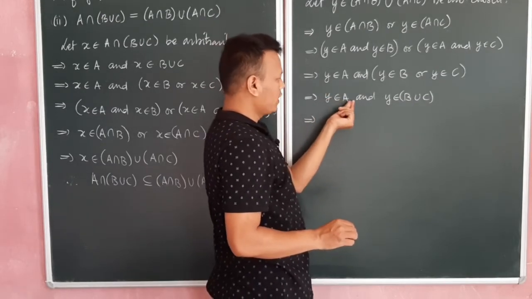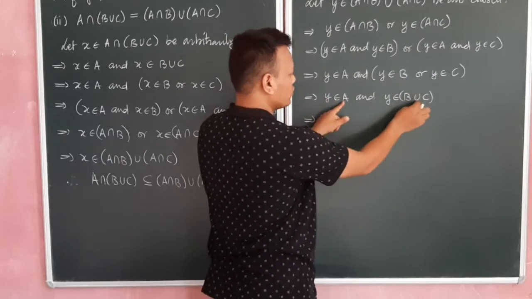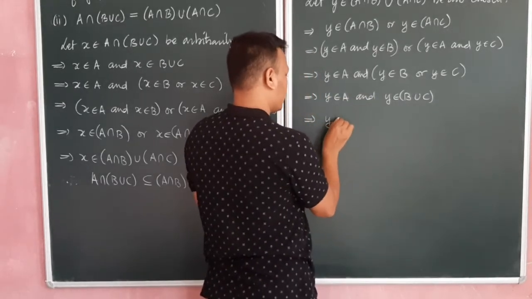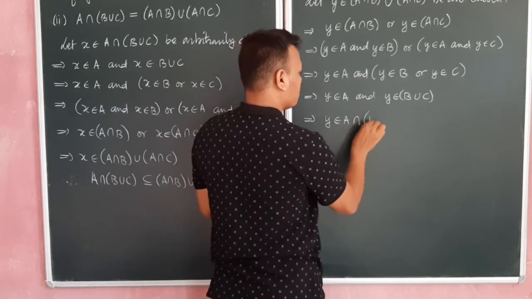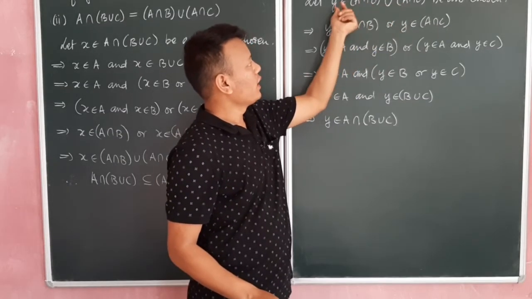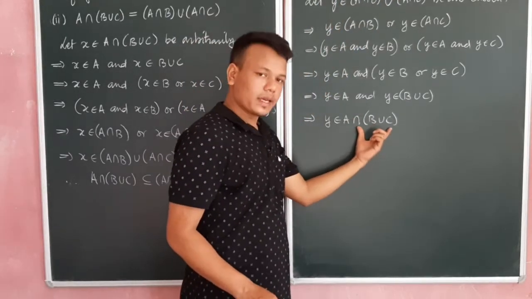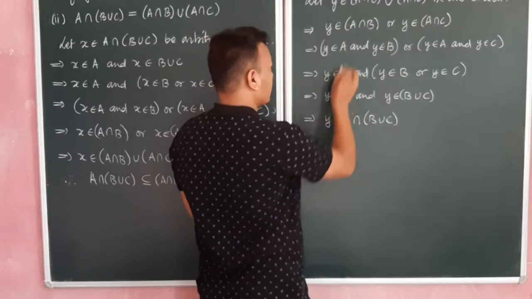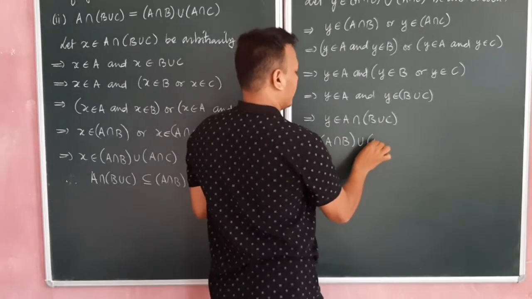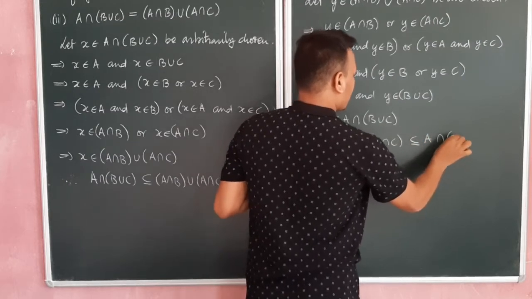So y belongs to this set and y belongs to this set as well. If y belongs to these two sets, then y definitely belongs to their intersection as well. So this means y belongs to A intersection with B union C. Now see, I chose a random element y, and I showed that the very same random element is also a part of x, isn't it? So this means that this is a subset of this. So A intersection B union with A intersection C is a subset of A intersection with B union C.